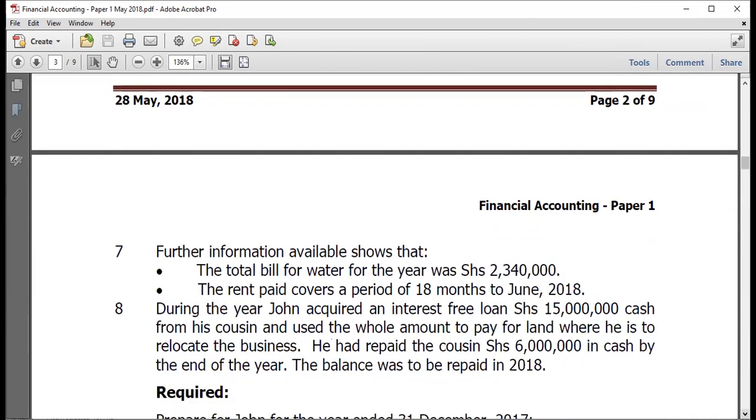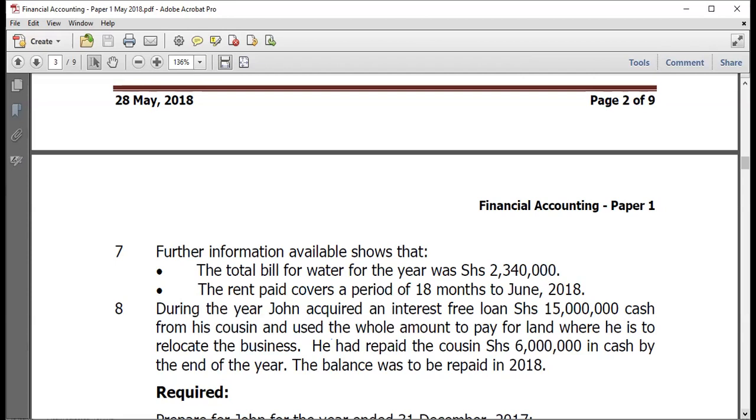They're also telling us further information available shows that the total bill for water for the year was actually 2,340. Okay. And then they're also telling us that the rent paid covered 18 months to June 2018.